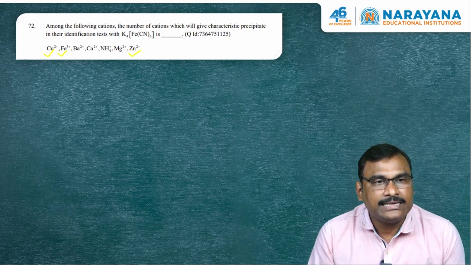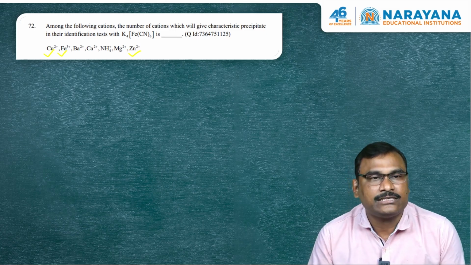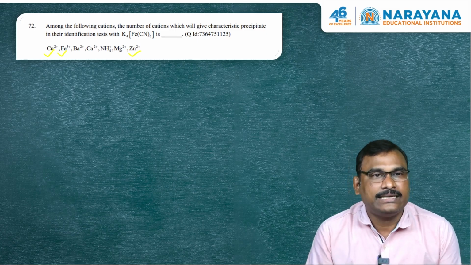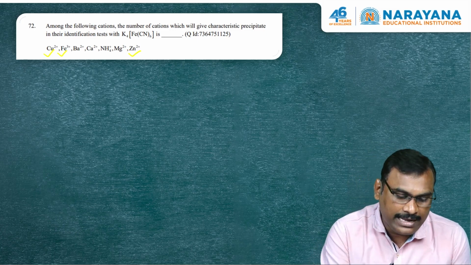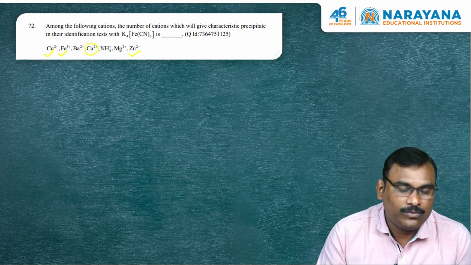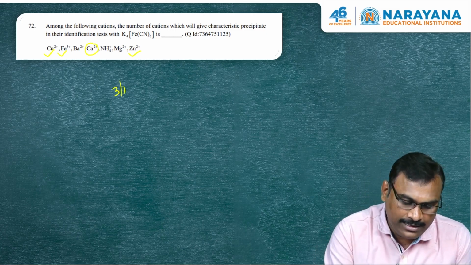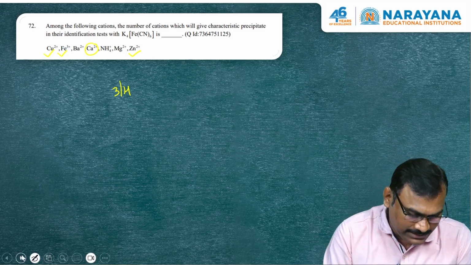According to the NCERT lab manual, potassium ferrocyanide gives the characteristic precipitate only with Cu2+, Fe3+ and Zn2+. But in some standard books, they may mention Ca2+ also as a precipitate. So the key may be 3 or 4. Now go for the next question, students.